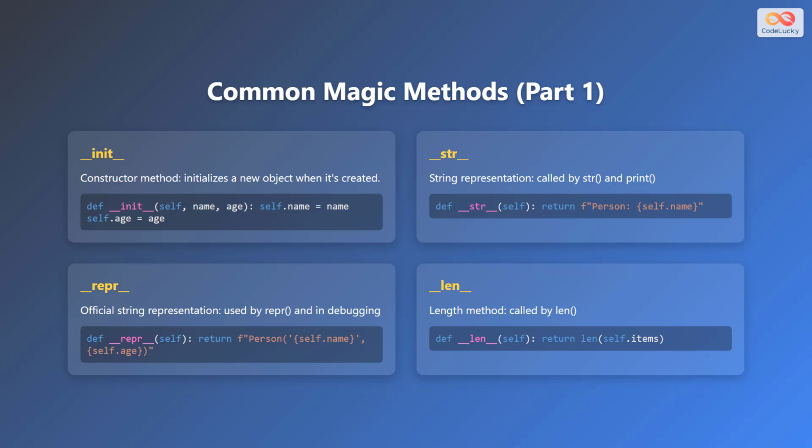The representational method, that is underscore underscore representational underscore underscore, gives the official string representation of an object. It's used by the representational function and is helpful in debugging. Then we have the length method, that is underscore underscore length underscore underscore, which is called by the length function and returns the length of the object.